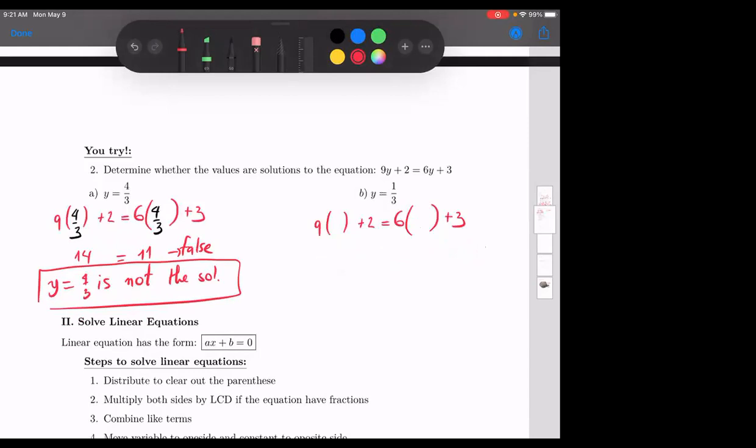What about over here? 1/3. 9 divided by 3 is 3. 3 plus 2 is 5. 6 divided by 3 is 2. 2 plus 3 is 5. So yes, it's true, right? So y equal 1/3 is the solution. Easy.